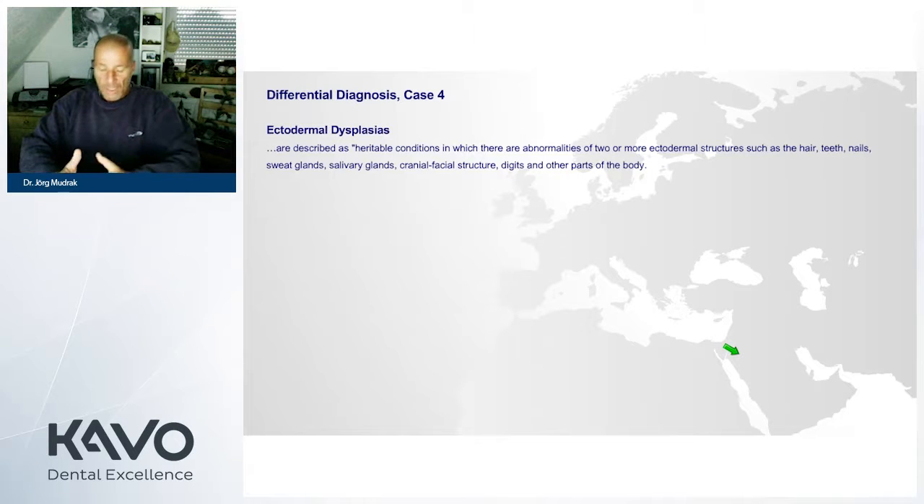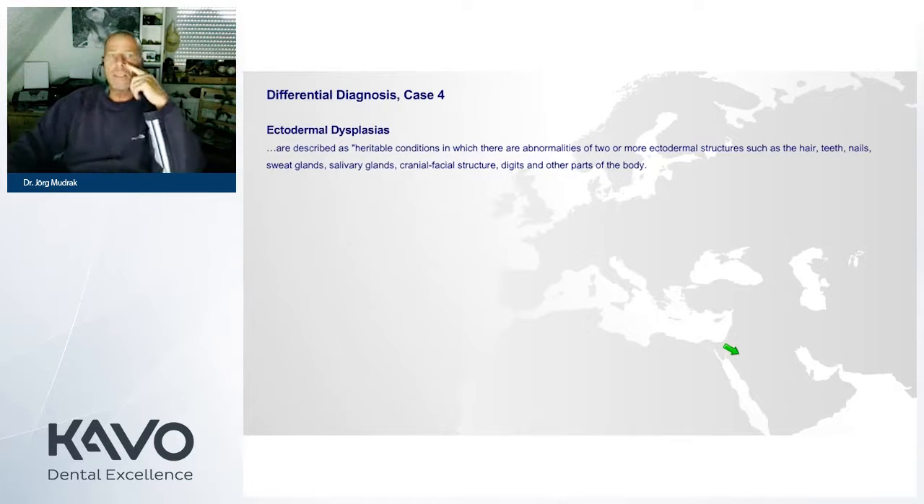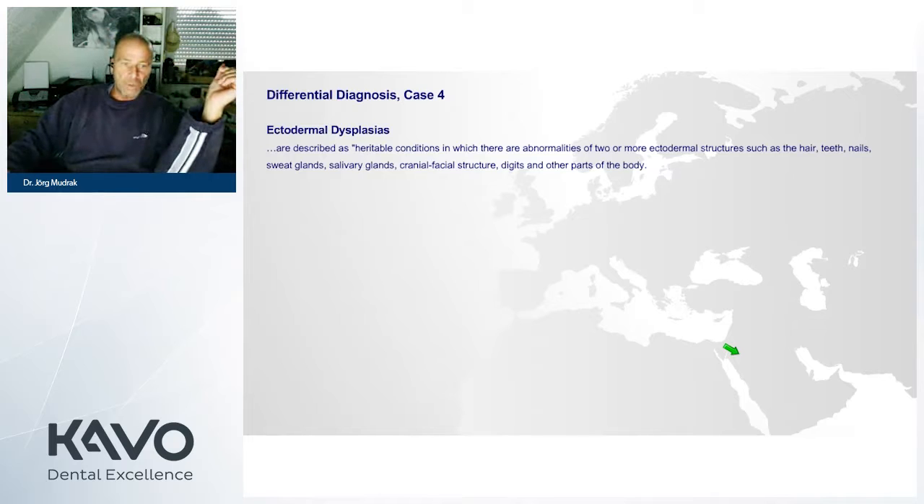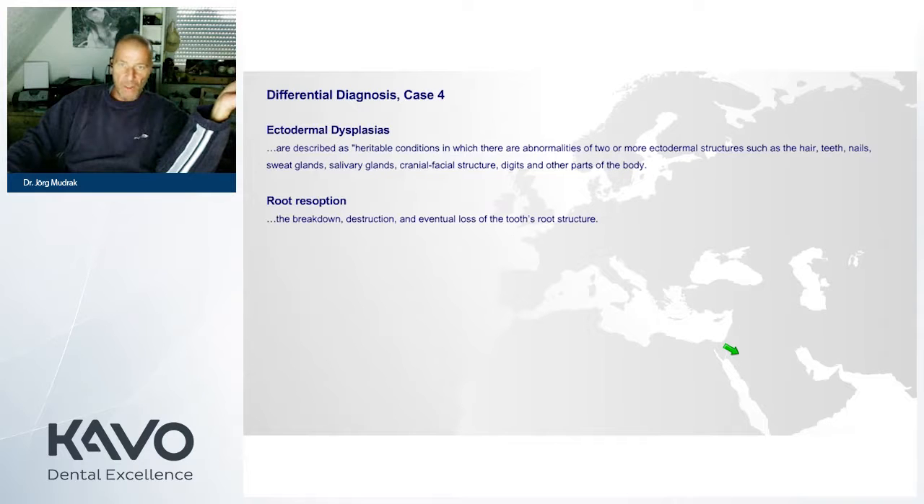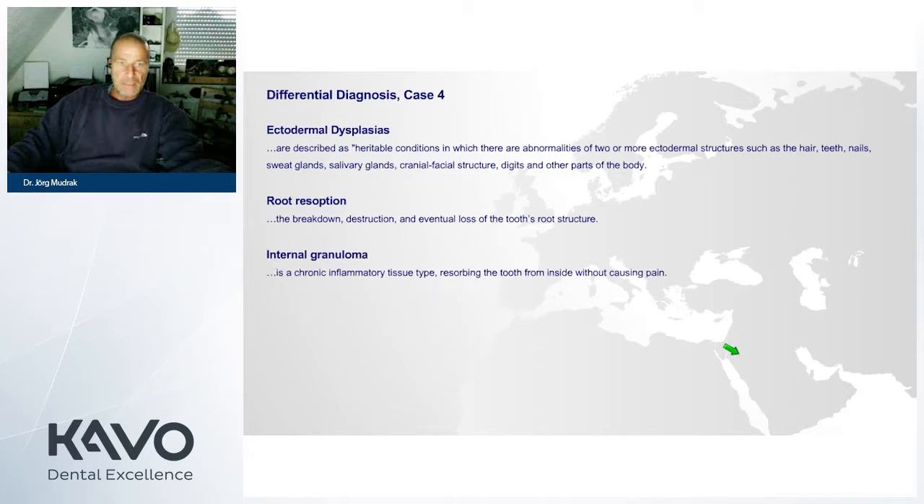So one incidence alone is not enough to make the diagnosis ectodermal dysplasias. You need to have at least 2 of those mentioned abnormalities. Root resorption is the breakdown, destruction, and eventual loss of the tooth root structures. There you have a really destructive visualization. The same you have in the internal granuloma. It's a chronic inflammatory tissue type, resorbing the tooth from inside without causing pain.